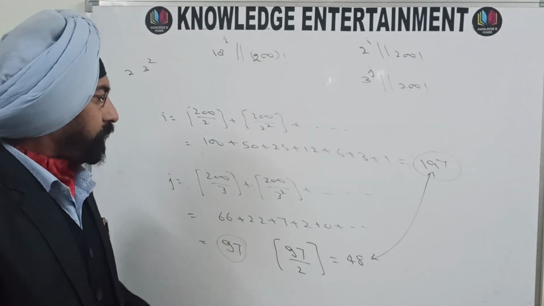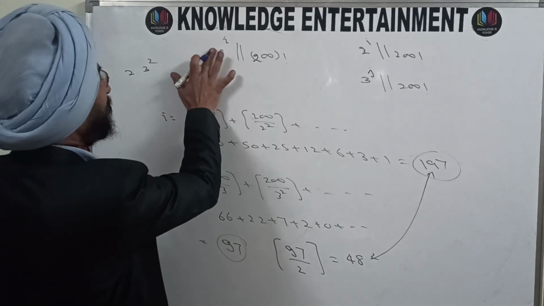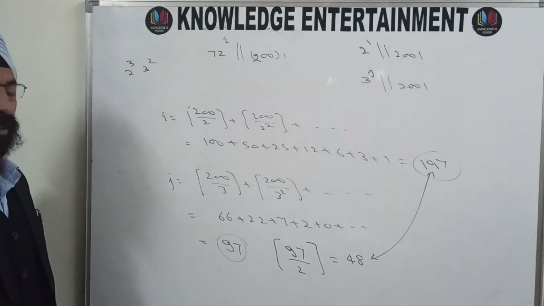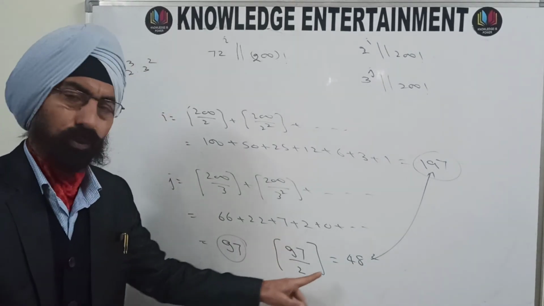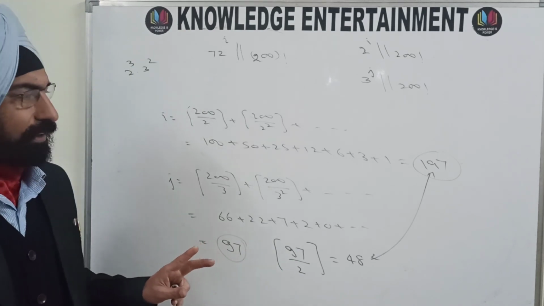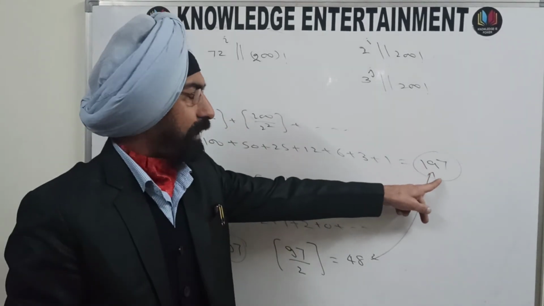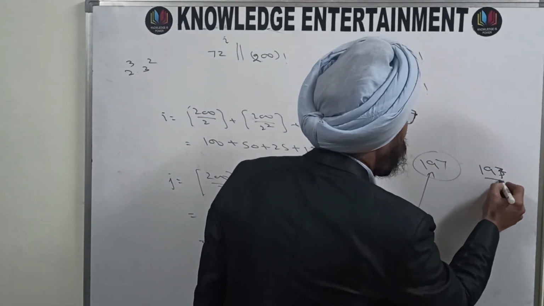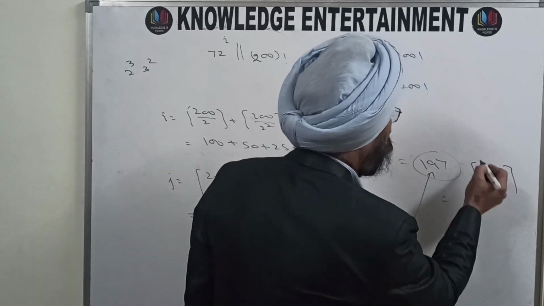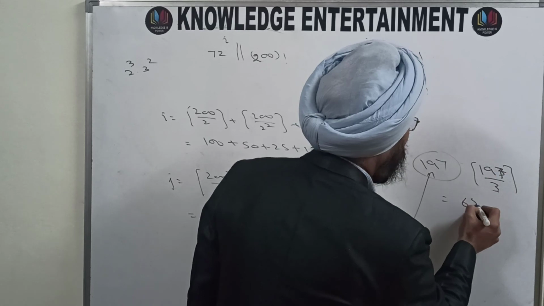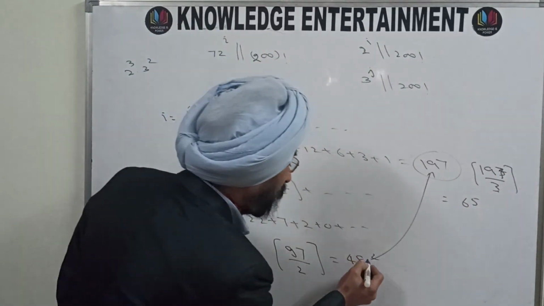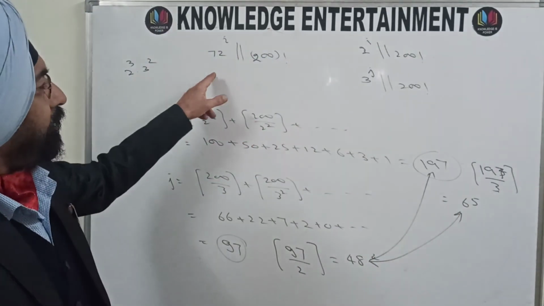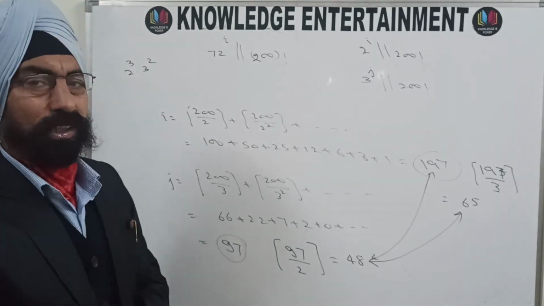Okay. Suppose it is not 18, it is 72. And 72 means 3 square into 2 cube. So here for 3 square we have divided by 2 and taken the greatest integer part. For 2 cube, the result for 2 is 197. Once again, divide 197 by 3 and take the greatest integer function. So what you are going to get is 65. And now you have to take the minimum of these two. And the minimum of these two is once again 48. So 72 raised to the power 48 max divides 200 factorial.